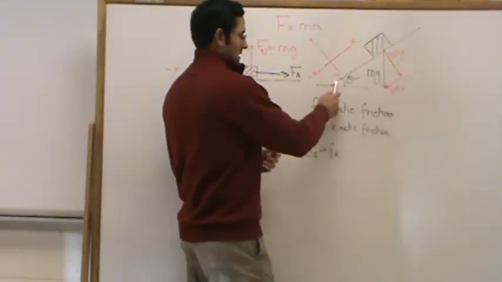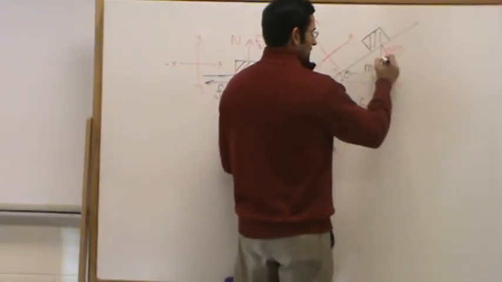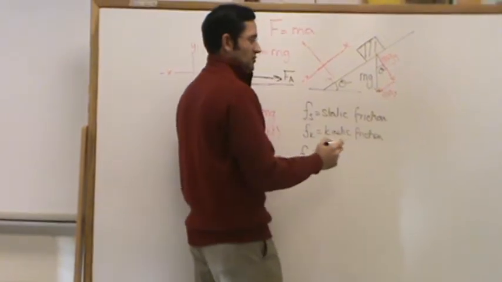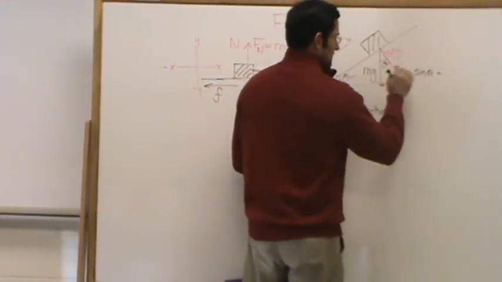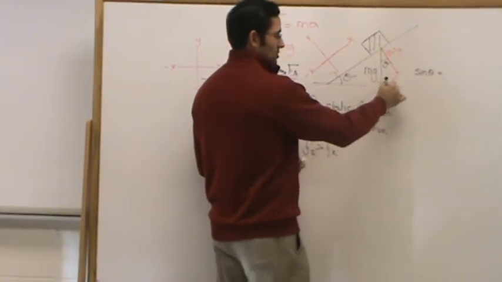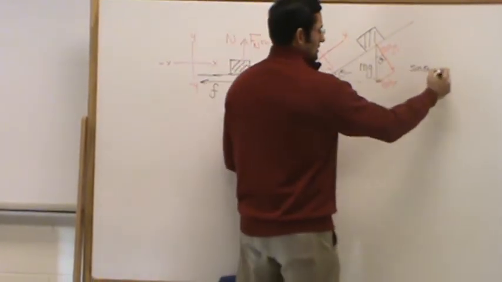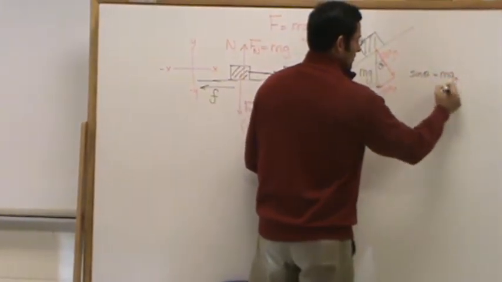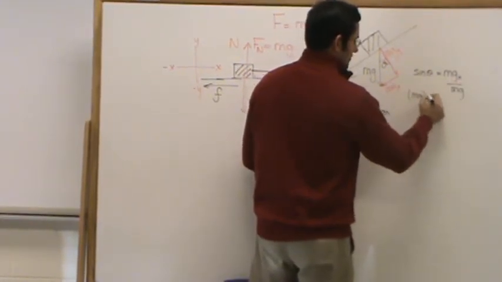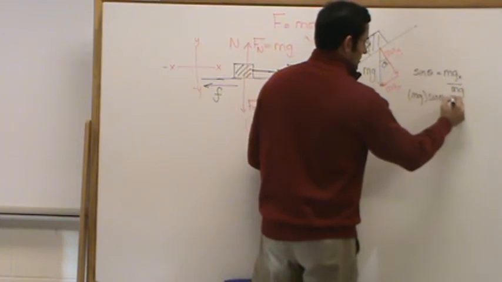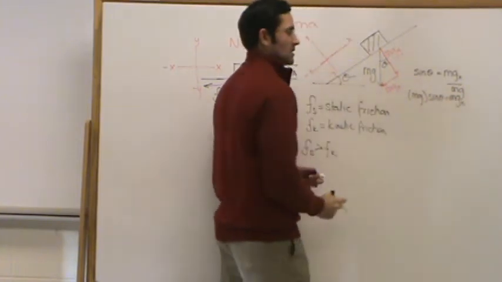Well, remember, if this is theta, the same theta applies over here, and then you're going to use your trig functions. You're going to say sine theta is opposite mgx over hypotenuse mg. mgx component over mg. You're going to bring your mg over. So force of gravity times sine theta is going to give you your mgx component.